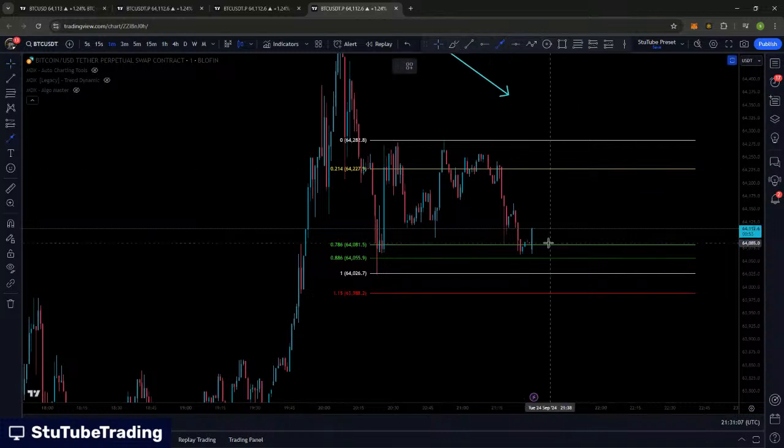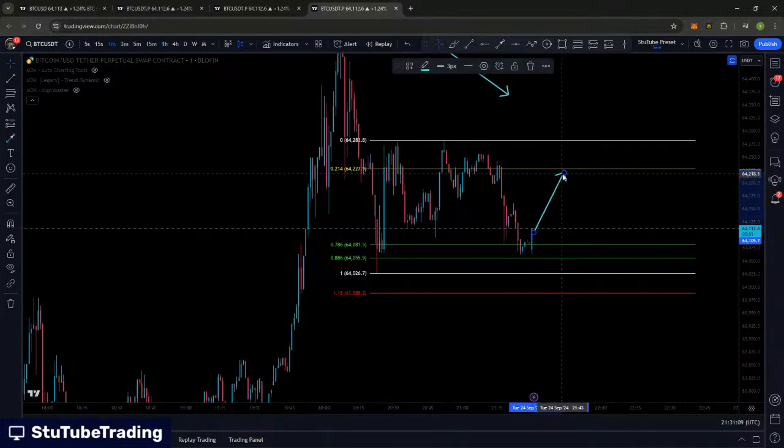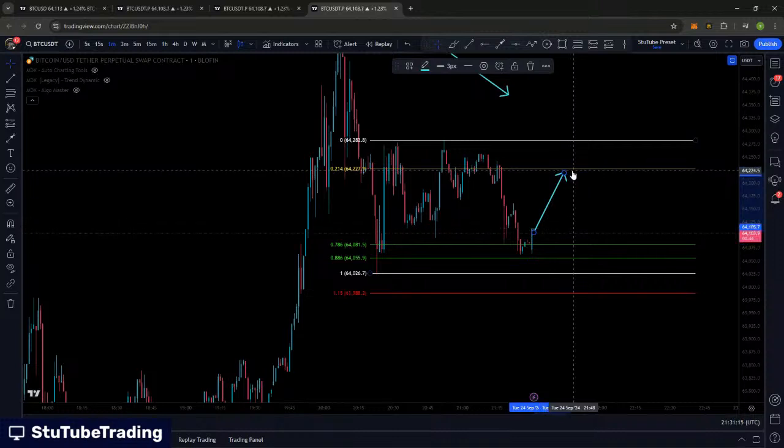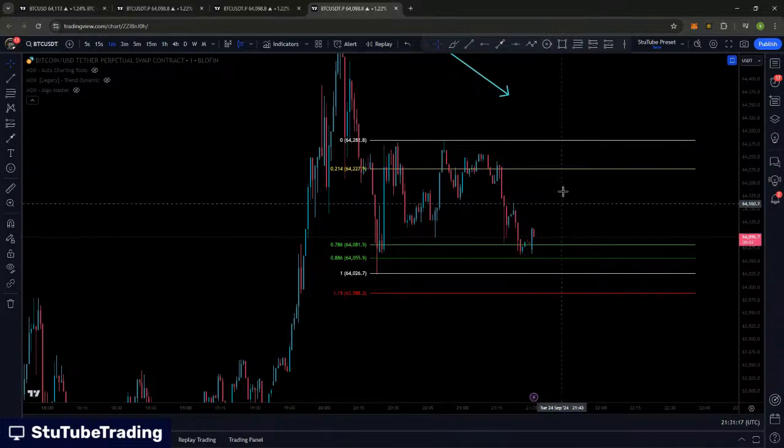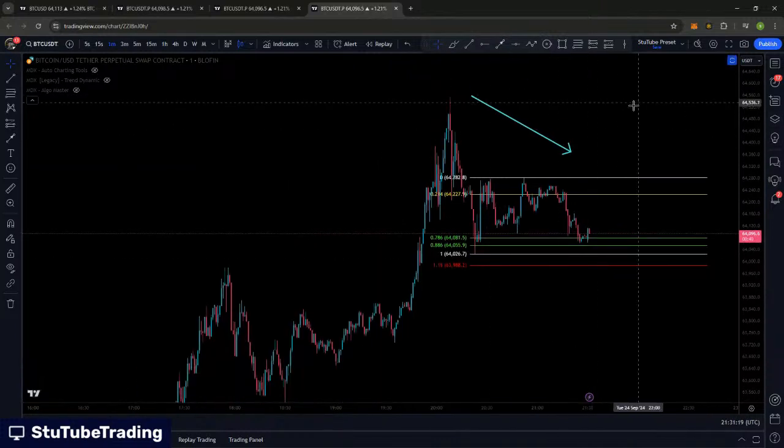Wouldn't be too surprised to see us end up testing this 214 around 64.2, even 64,220, something like that. We'll have to see, but that's kind of what it looks like it's setting up for.